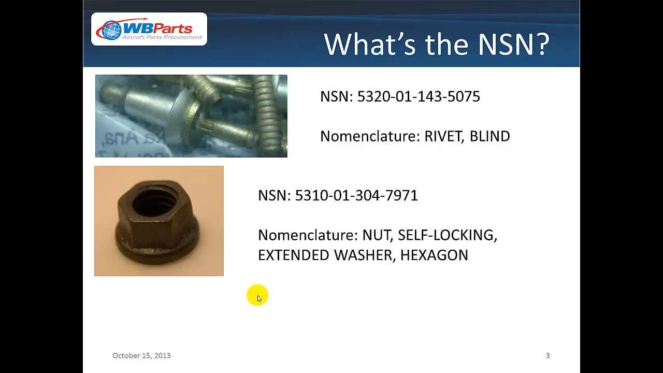NSNs have nomenclatures or names associated with them. The nomenclature used is kind of surname first. So my name is Jerome Pepin. Surname first would be Pepin, Jerome. So in the case of these rivets, it's rivet, blind for blind rivet. In the case of this nut, it's a hexagon extended self-locking nut. So that's the way the naming convention or the nomenclature for NSNs is constructed.